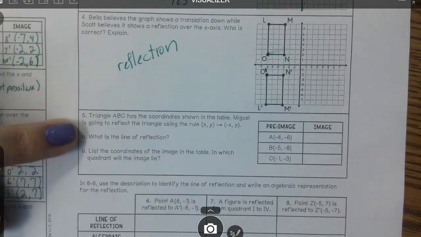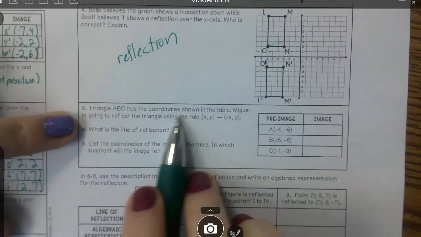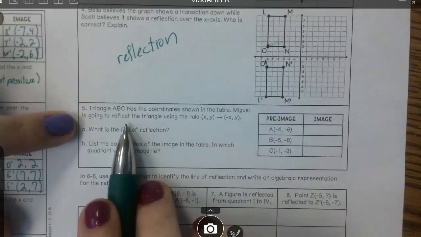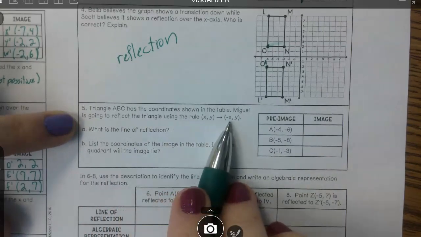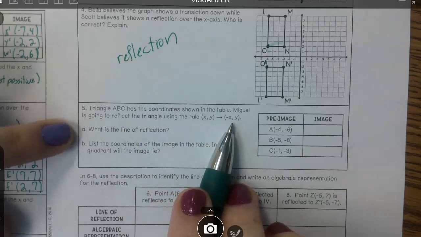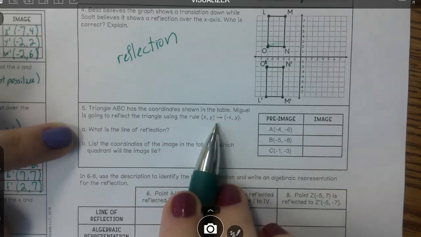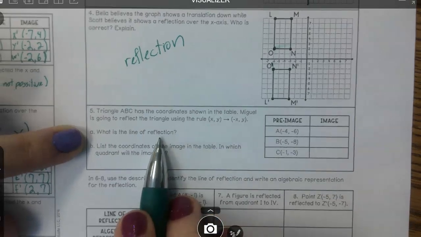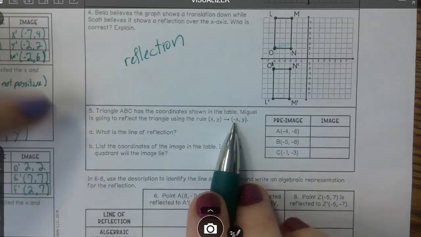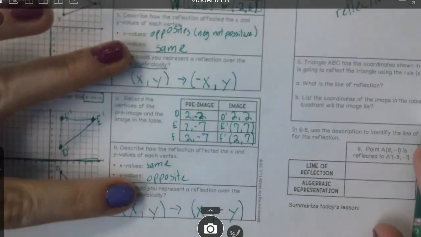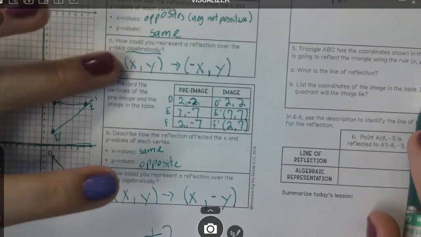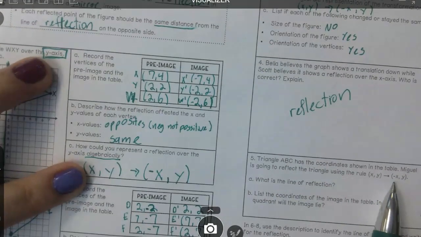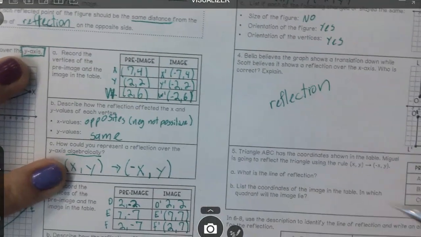Now, here we go. Triangle ABC has the coordinates shown in the table. Miguel wants to reflect the line using this rule. Okay, we can do this. Now, as we look at this rule, it's asking us what is the line of reflection. Let's match this rule with one of the ones that we did before. Which one is it? Looks like it's this first one. And the first one says we are reflecting over the y-axis.